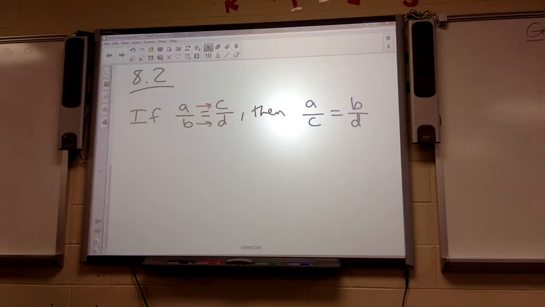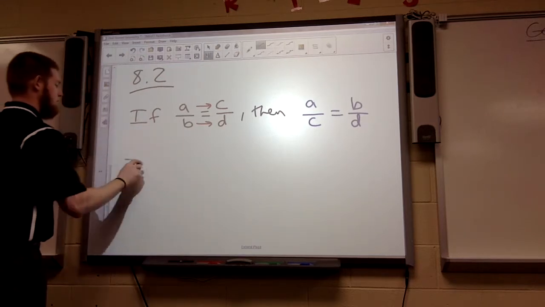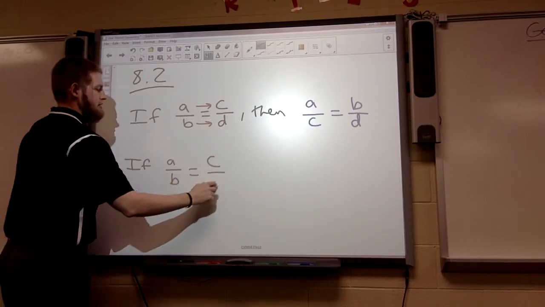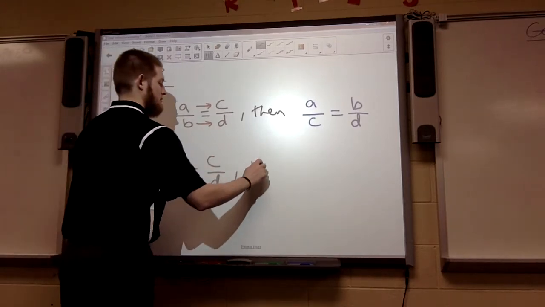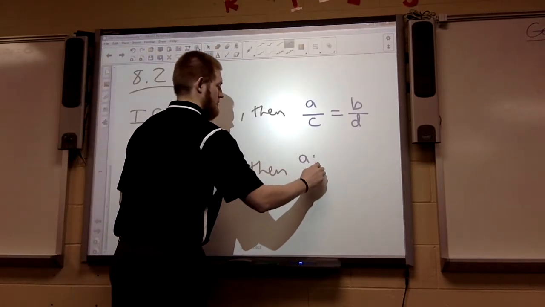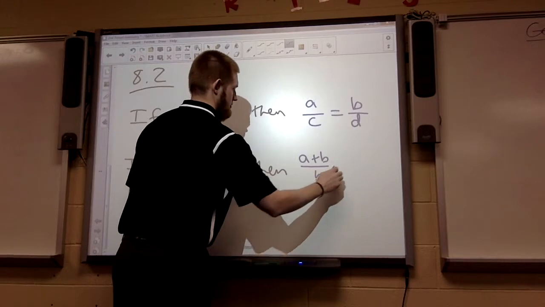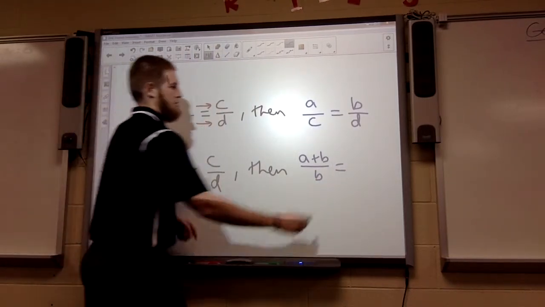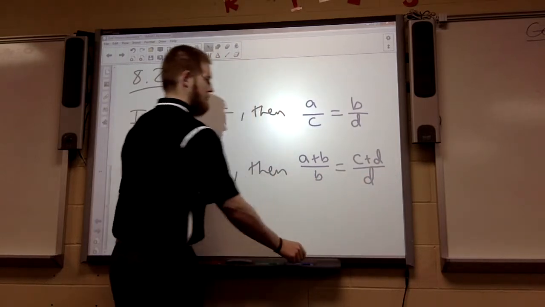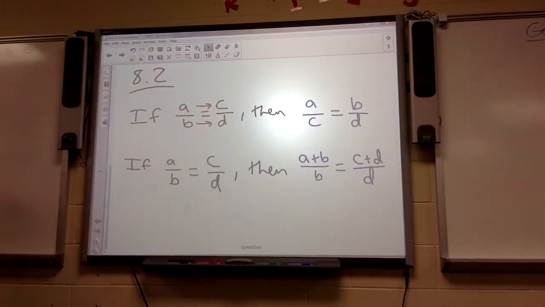That one's not super hard. The next one's the more difficult one. If A over B equals C over D, then A plus B over B is equal to C plus D over D. These are all in your book, in the green box there.